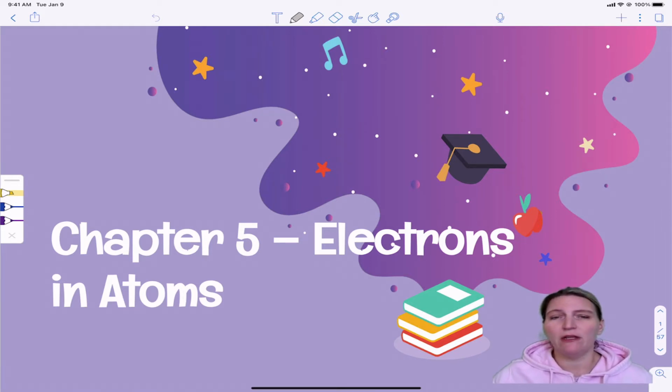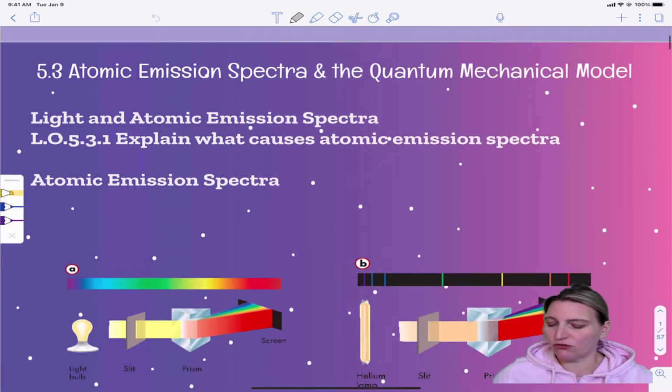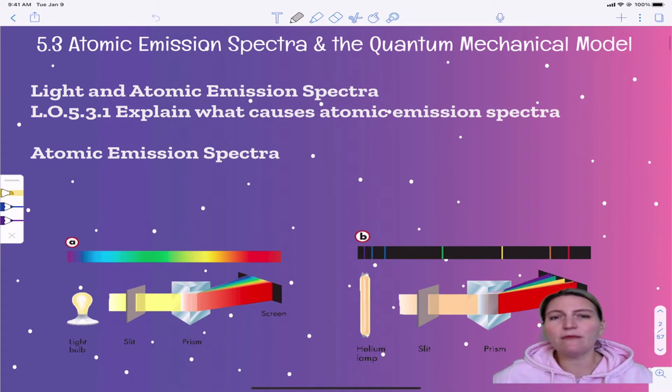And the first way that we begin by talking about electrons and atoms is by talking about this phenomenon called atomic emission spectra. Basically, this is what scientists observed in the early 1900s, late 1800s, that started to get scientists to think a little bit more in depth about what was going on with light and energy and electrons.